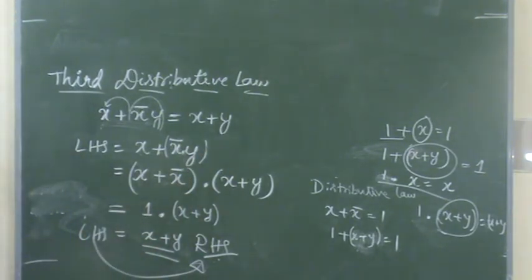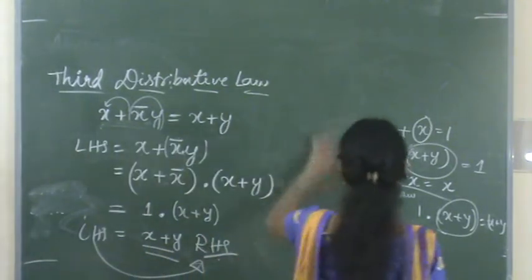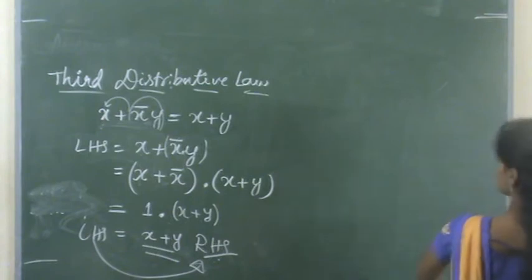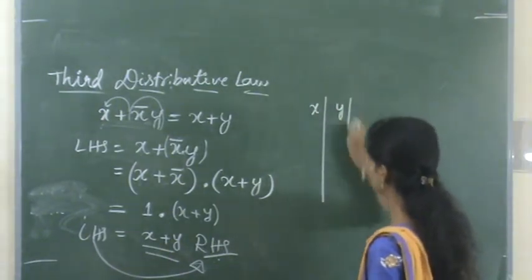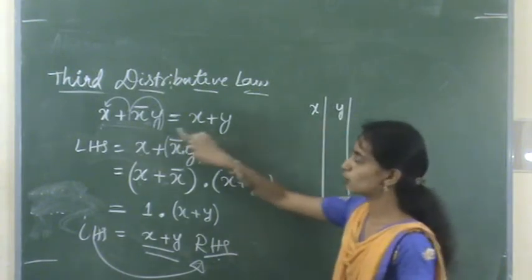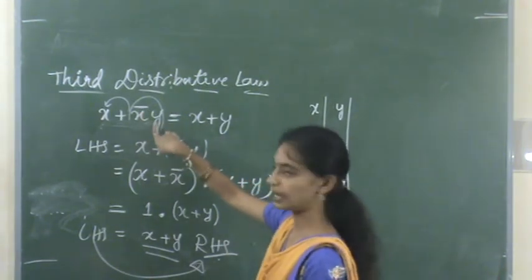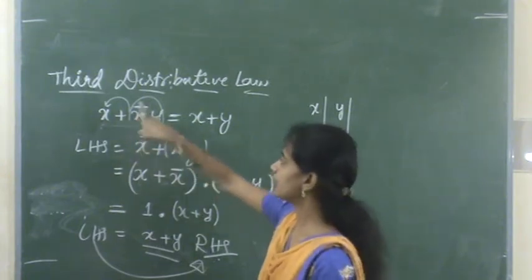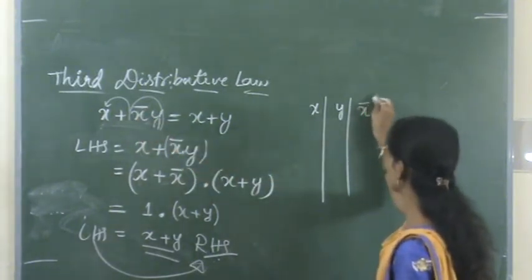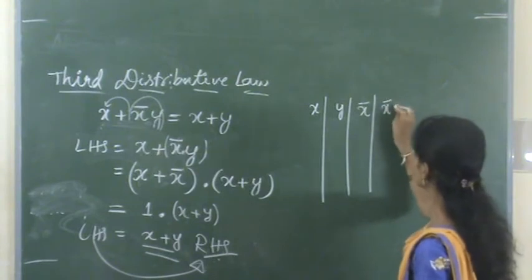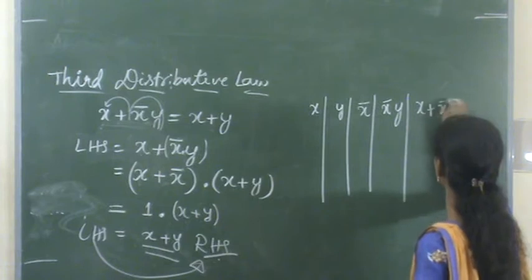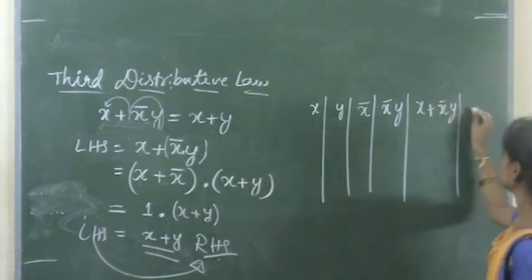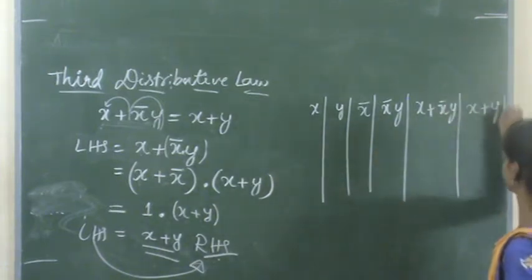For this we can write the truth table also. We can prove this equation with the help of a truth table. So we have two variables x and y. To perform x bar y, we need x bar. So find x bar first and then find x bar into y. After that x plus x bar y, and then lastly x plus y.